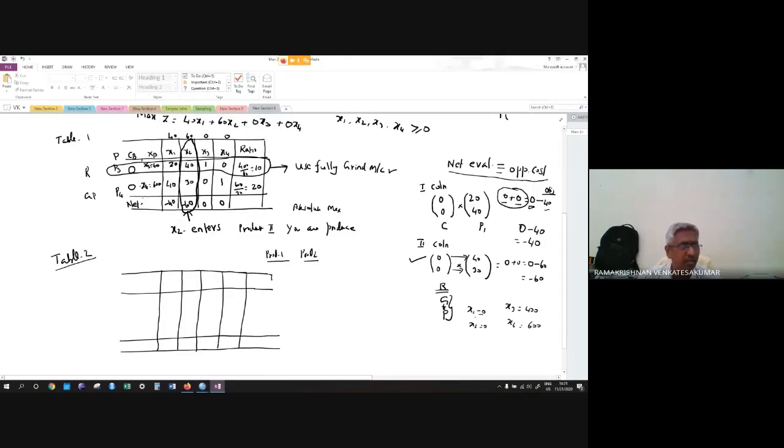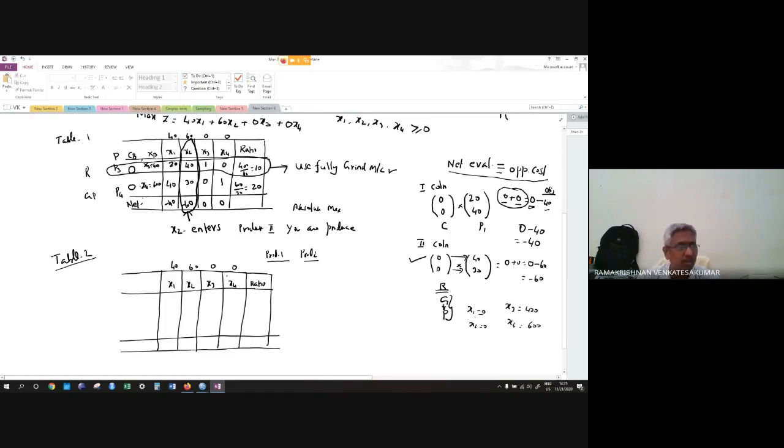You will be using the same calculations, repetition, same steps. 60, 0, 0 and 0. I am writing the entries on the top. Then I put the header X1, X2, X3 and X4. Then I am going to compute the ratio. Ratio, I told you, is nothing but feasibility. So I keep feasibility also.